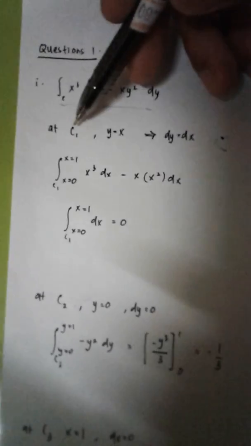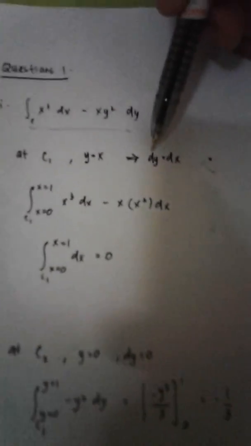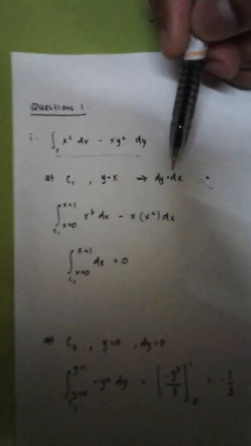From here we can know that this line is y equal to x, while this line is x equal to 1. This line is y equal to 0. This is C1, this is C2, and this is C3. For C1, y equal to x. Then we can get from that dy is equal to dx.